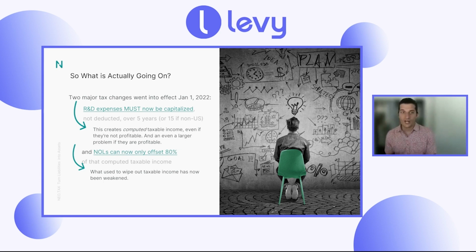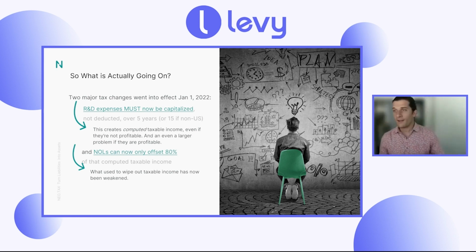So what's changed? I talked about it before, so I won't go into it too much here. Instead of being able to deduct your R&D spend from revenue, you now have to capitalize that over a 5-year period for domestic R&D and over a 15-year period for foreign R&D. And I'll show you the impact of what that actually looks like on the next slide.